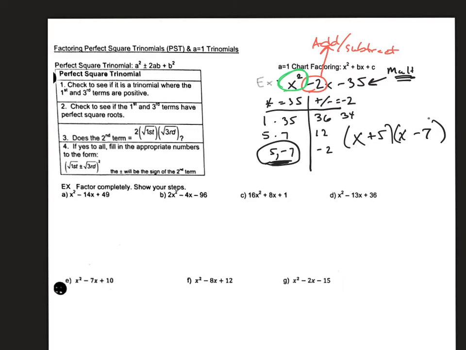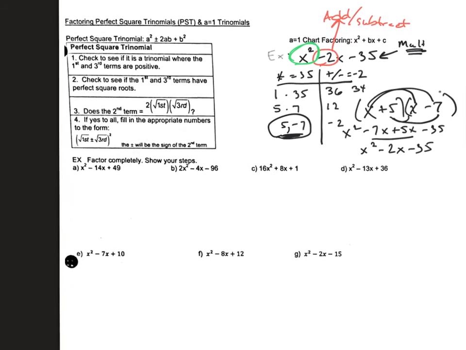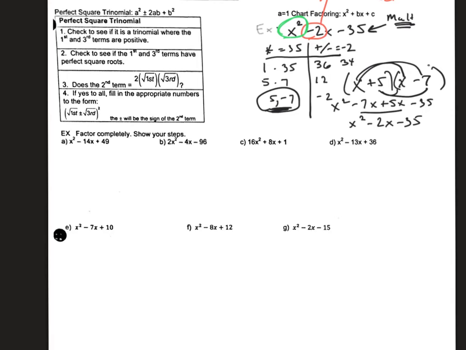Then you can see, if we were to check this, we get x squared. Outside is a negative 7x. Inside is a plus 5x. And then 5 times negative 7 is a negative 35. So we go to add this up, we get x squared minus 2x minus 35. So it does in fact work. So let's go through a few of these.